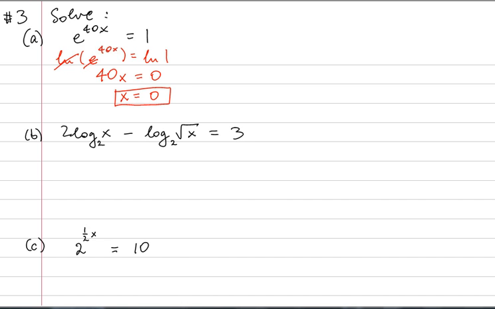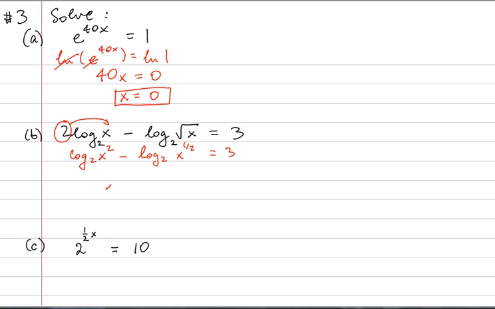For the next problem, we have a logarithmic equation. So what we'll do is collect all the different logarithms and write it as a single logarithm, and then apply the exponential function. To collect all the logarithms, we'll bring this constant 2 inside the logarithm. So I'll have log base 2 of x squared minus log base 2 of x to the power of 1/2, because that's the square root, equals 3.